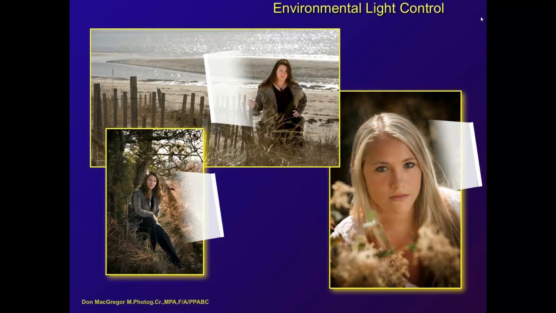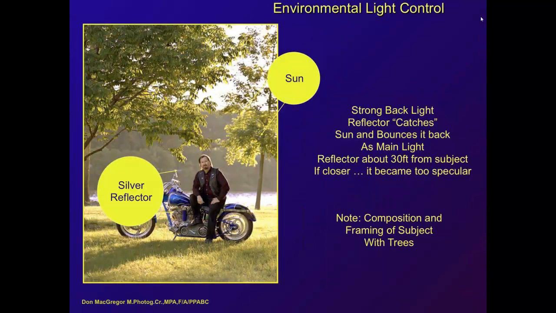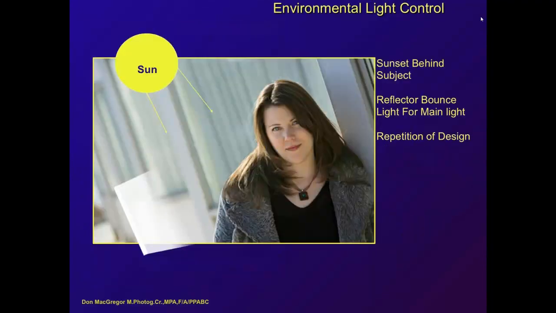The image of this gentleman here with his motorcycle, backlit, his face was in deep, dark shadow. We took a silver reflector, it was probably 30 feet away, caught that sunlight, popped it back into his face, and we've got, again, a dramatic photograph. We've got the same situation happening down in here. With that backlight, we're using that reflector to pop it back into the face to create a sense of drama to the girl's face.